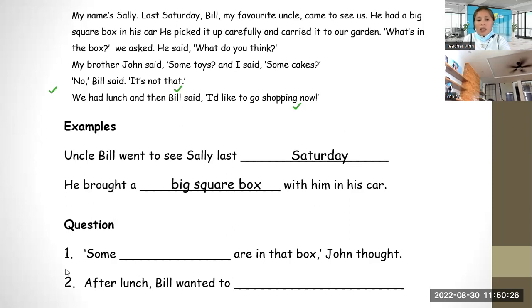Okay, so questions. 1, 2, 3. Please tell me or write here the correct answer. What is the correct answer for number one? What is in the box? Car. Okay. It is a car. Okay. Toys. Okay. So after lunch, Bill wanted to go shopping.